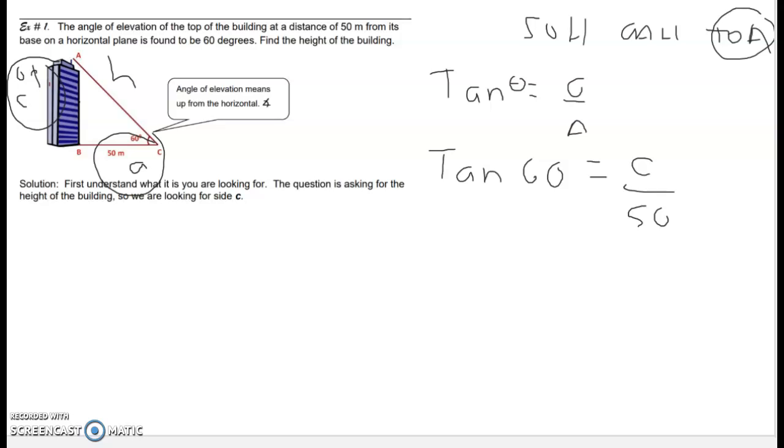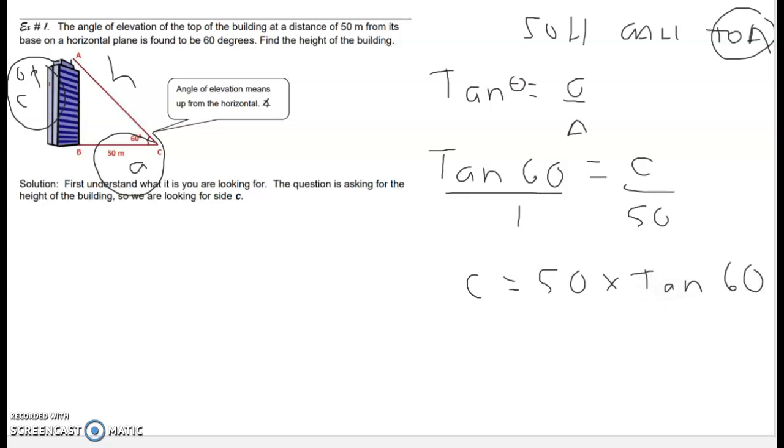So our next step here is to cross multiply. Since there is nothing underneath the tan 60, we can assume that there's a 1. And now we are going to cross multiply. So C times 1 gives you C. And then we're going to do 50 times tan 60. So it looks like this. 50 times tan 60.